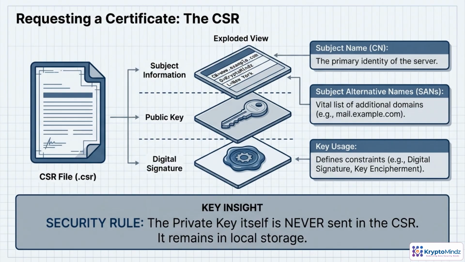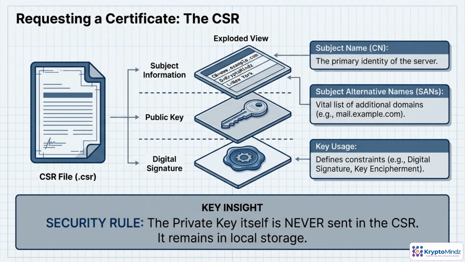When you want a certificate, the first thing you create is a certificate signing request, or CSR. You can think of the CSR as a structured plea to a certificate authority. Here is who I am, and here is the public key you should vouch for. It bundles three main elements. First, the subject information, the identity you want certified, such as your main domain name and any additional domains or service names. If those alternative names are wrong or incomplete, your certificate won't work where you expect it to.